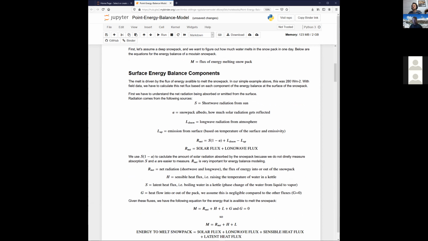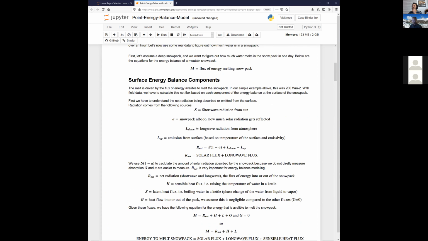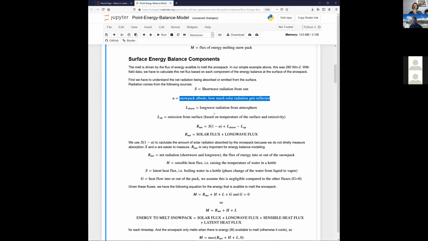Here I have it all listed out for us to go over. There are two main types of energy. The first is radiation. For radiation to melt the snow, we have the shortwave radiation from the sun. This is all the energy that the sun puts into melting the snow, the radiative energy from the sun. We also need to know how reflective the snowpack is, which we know from the albedo of the snowpack, and we're going to go over how we can estimate the snowpack albedo. We also have the longwave radiation.